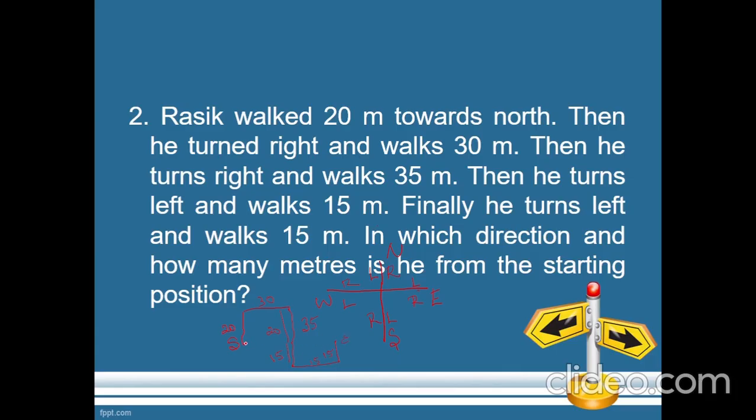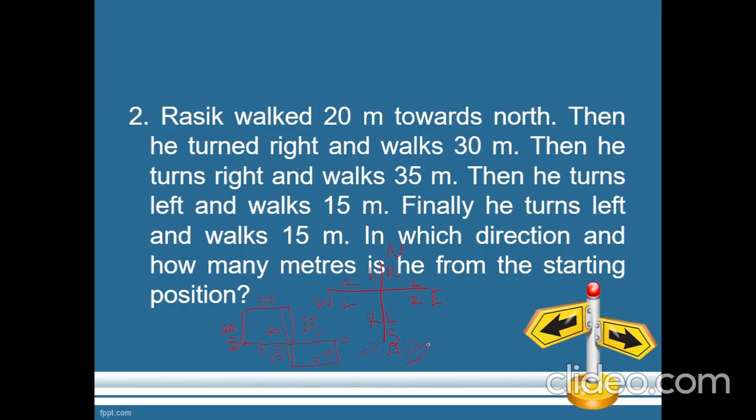Now we have to check whether the starting point and ending point lie in the same line. Yes, because these two are parallel, these two are parallel, therefore the starting point and ending point lie in the same line. So we can take the distance directly. You should not calculate the distance 20, 30, 35, 15, because we have to calculate only the shortest distance. This is 30, so here also 30. Here is 15, so here also 15. Therefore 30 plus 15 is equal to 45 meter.